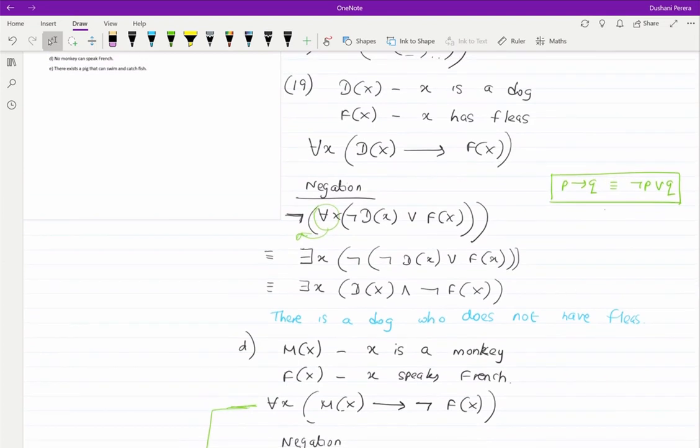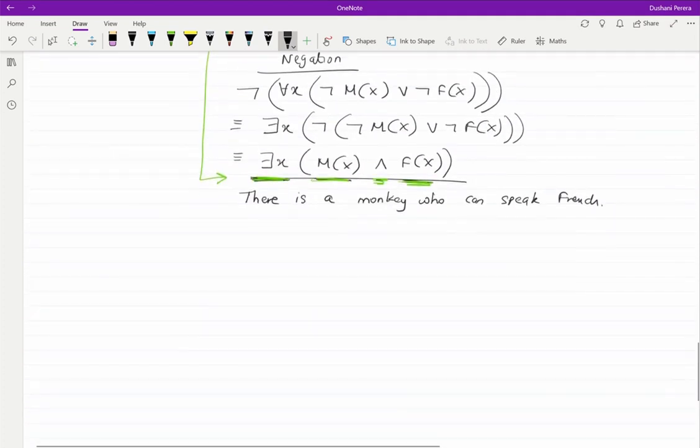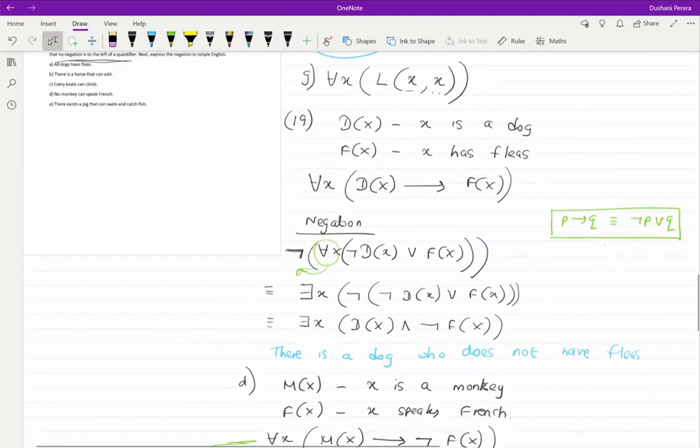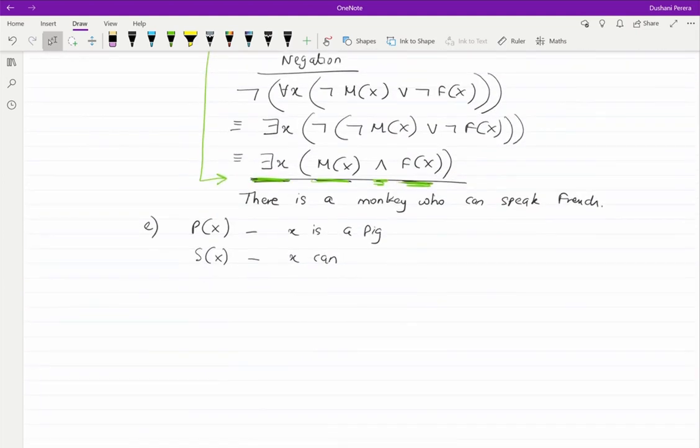Now let's look at the final question, which is part E. Part E says, there exists a pig that can swim and catch fish. Px says that x is a pig. Then Sx says that x can swim. And finally, we have Fx, which says that x can fish.